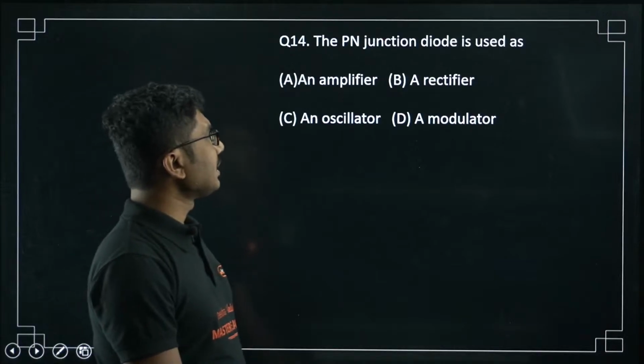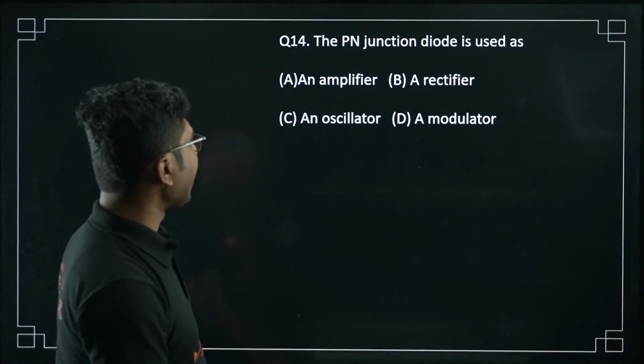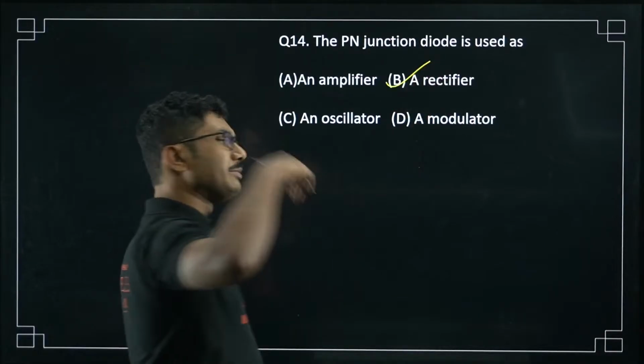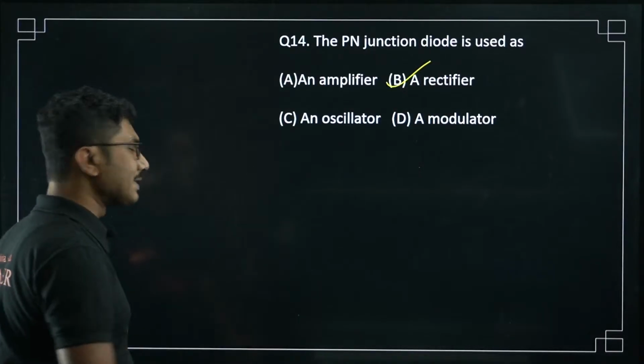The PN junction diode is used for an amplifier, a rectifier, an oscillator and modulator. It can be used in many ways, but rectifier is the primary function.